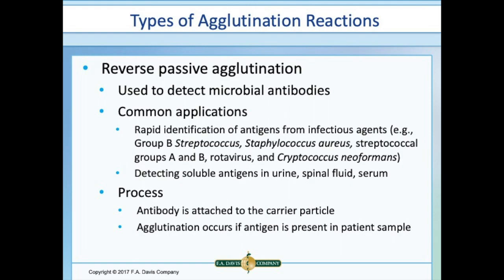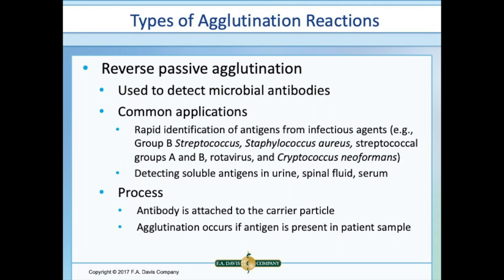Okay, in reverse passive agglutination, it is used to detect microbial antigens. Okay, so common application would be rapid identification of antigen from infectious agent. So here, you are trying to determine the presence of antigen. Okay, what is the difference? In passive agglutination, you're trying to determine if antibody is present. Here, in reverse passive agglutination, you're trying to determine if antigen is present, such as group B streptococcus, Staphylococcus aureus, streptococcal group A and B, rotavirus, and Cryptococcus neoformans. Therefore, you have to use specimens that may contain soluble antigens, such as urine, spinal fluid, or even serum. Spinal fluid particularly for Cryptococcus neoformans.